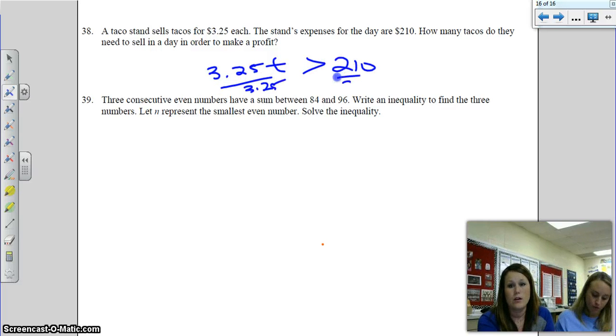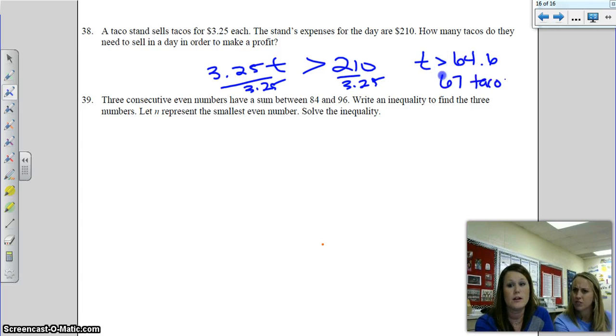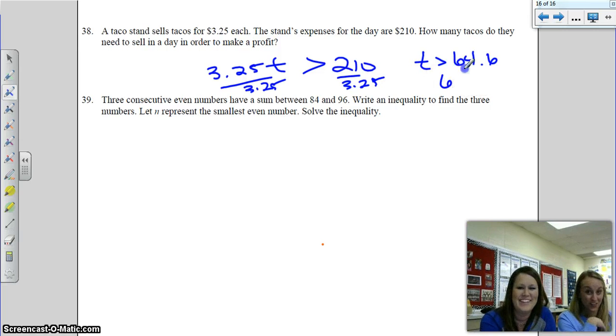Do you remember how many tacos? I didn't actually do this problem today. Oops, it's not t equals. What'd you get? T is greater than 64.6. Oh boy. I would like to buy 64.6 tacos. Oh, dude, I don't sell 0.6 tacos. So round on up. I'm going to need to buy 65 tacos. She's real hungry. She's just going to round up.